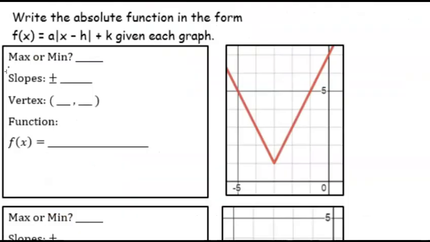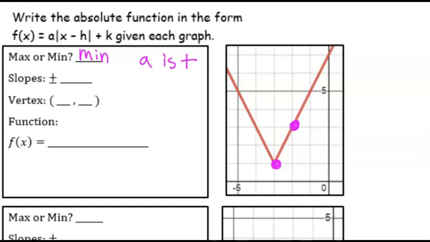Let's look at the next page of the notes. Write the absolute value function in the form f of x equals a times the absolute value of x minus h plus k, given each graph. So looking at the graph on the right, we can see that this is a minimum value. It's a low vertex. The extrema is min. And that means that our a will be positive.